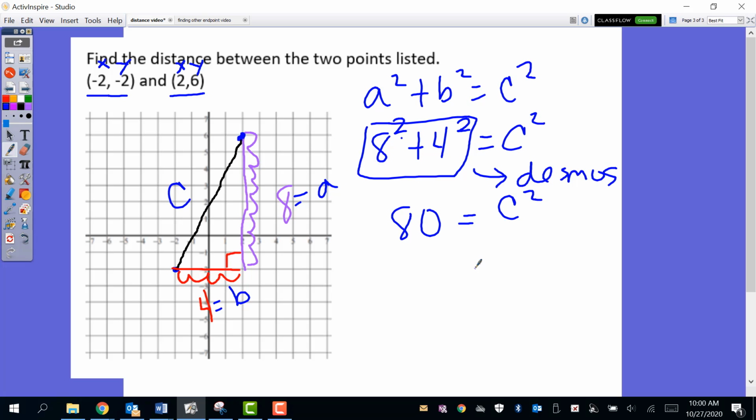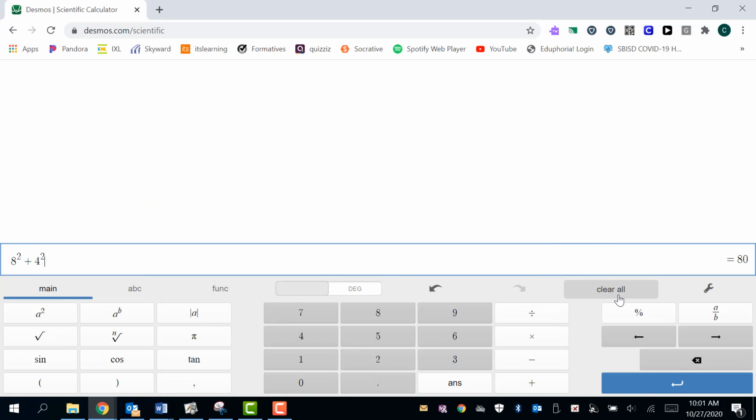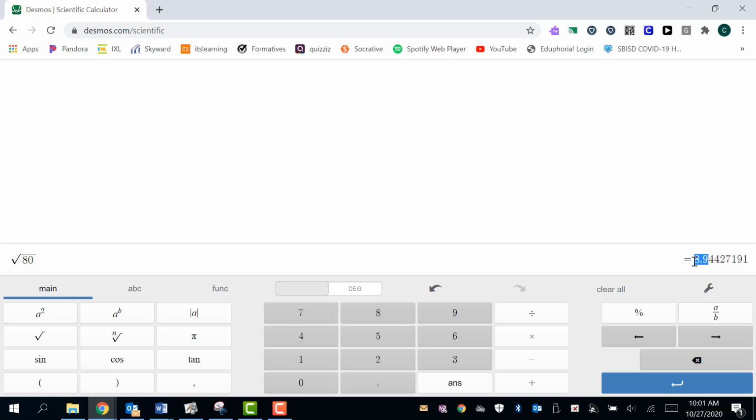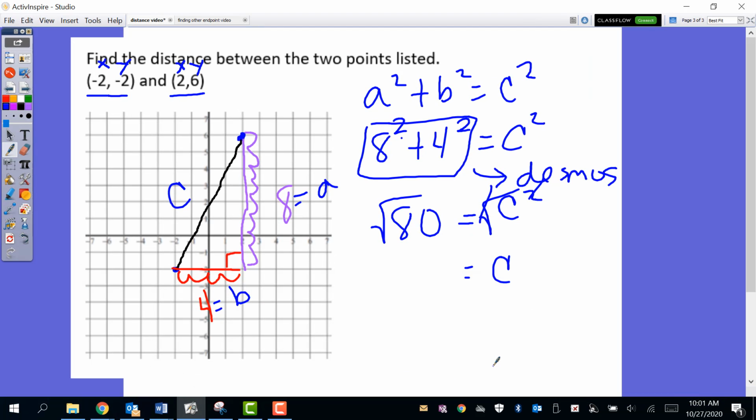Then I'm not done from here. I have to find c by itself, so I have to square root both sides. This will cancel, bring c down. Then I type the square root of 80 on the calculator as well. Then I get a decimal. Anytime you get a decimal, you round it to the tenth. So here it's going to be 8.9. So my answer will be 8.9.